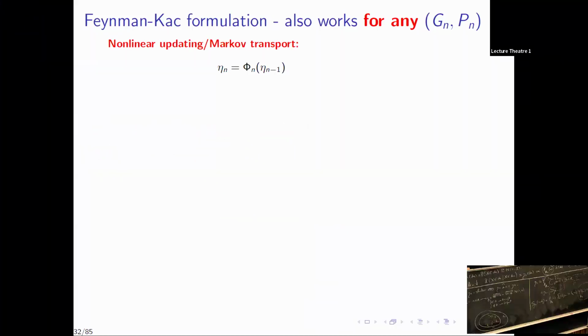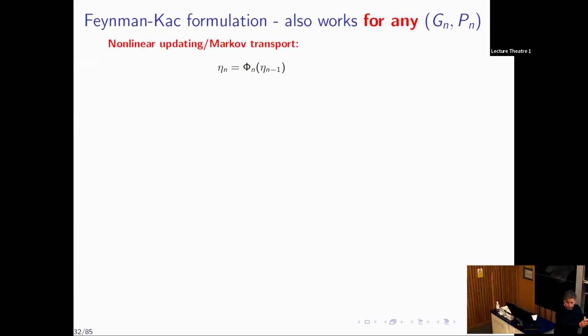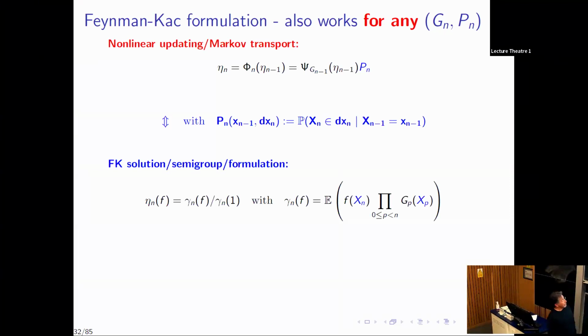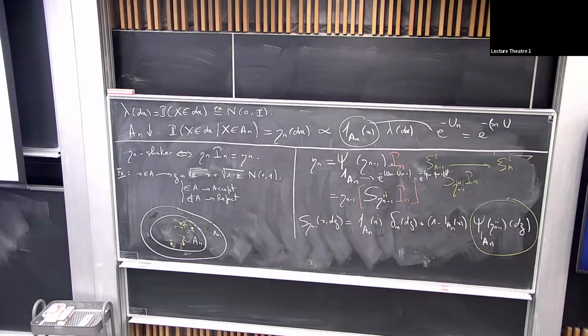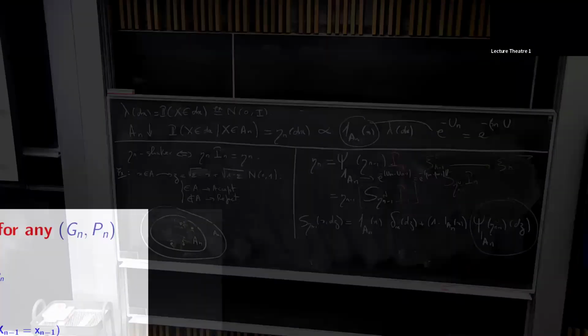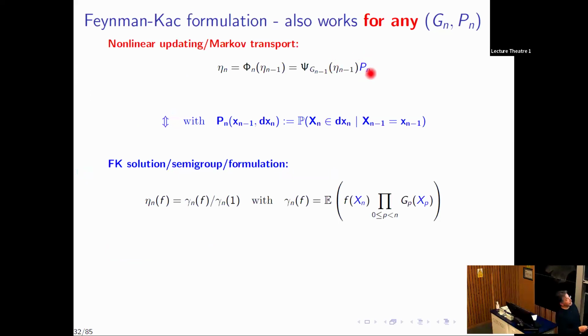Mathematically, everything I said works for any G and any Markov transition. So because it works for any G and any Markov transition, I write that I am interested in this type of nonlinear equations, Bayes and prediction. And we have seen it's a mixture of prediction, a weighted mixture like that, if you replace the law by the empirical law.